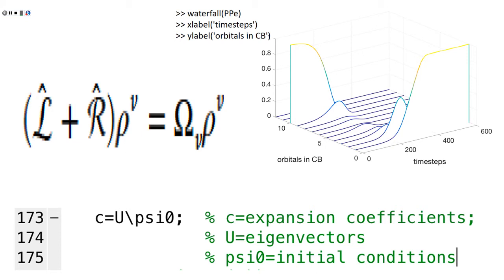So the Liouvillean plus Redfield operator acts on the density matrix eigenvector. The density matrix eigenvector gives this eigenfrequency and, again, an eigenvector. After we get these eigenvalues and eigenvectors, we need to match initial conditions. So this solution will be universal for any initial conditions.